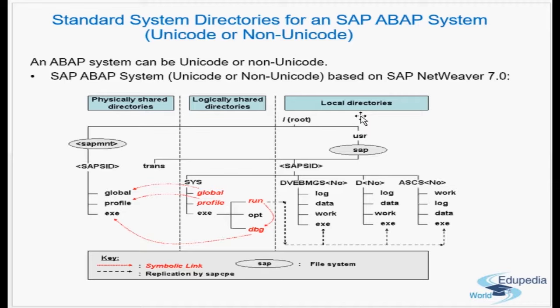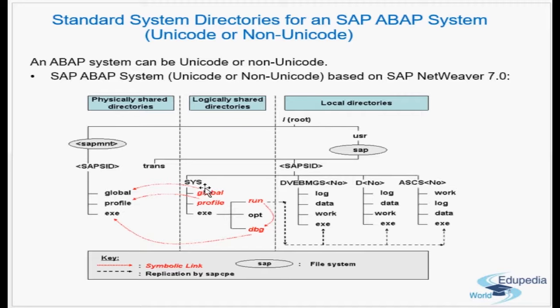Okay, so we have /root. In that we have two major directories: SAP MNT and USR SAP. SAP MNT is physically shared, and in USR SAP, here also we have two, trans and SAP SID. So trans again comes into the physically shared directories. In this we have SAP SID, that is the system ID, like ABC, XYZ, whatever it is, and that has n number of directories.